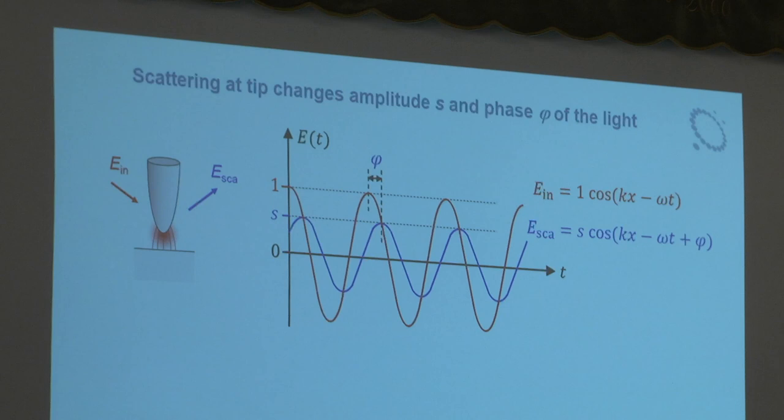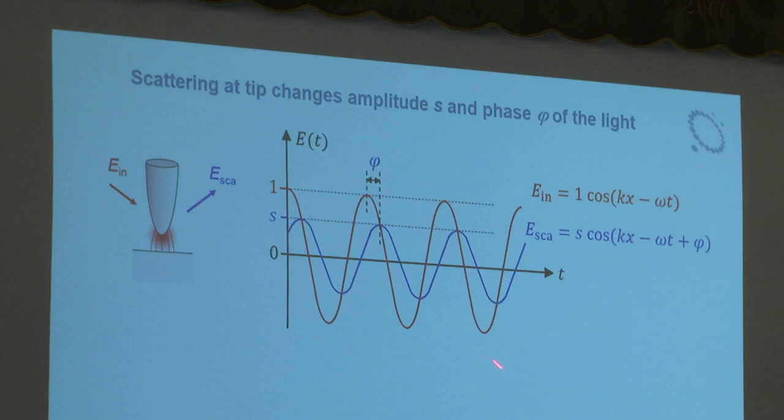But this phase shift is essential in SNOM because, as you will see later on, this phase shift encodes absorption in the sample. Also, this is a scattering experiment. So by measuring this tiny little phase shift, we can measure the absorption in the sample, which in an intensity detection would be lost. And that's one of the reasons why we measure interferometrically.